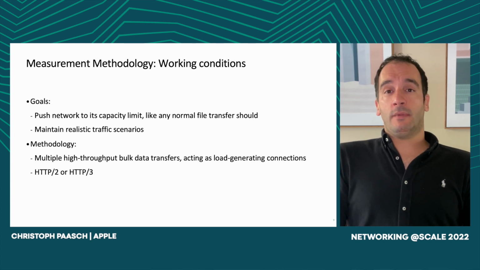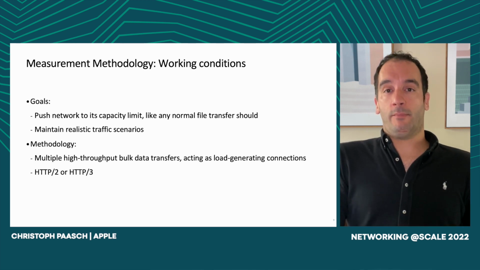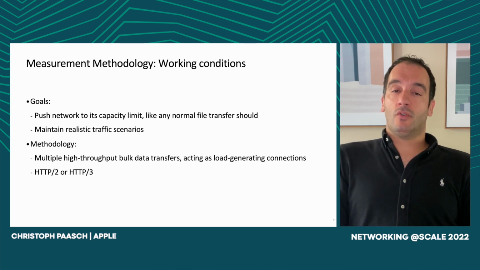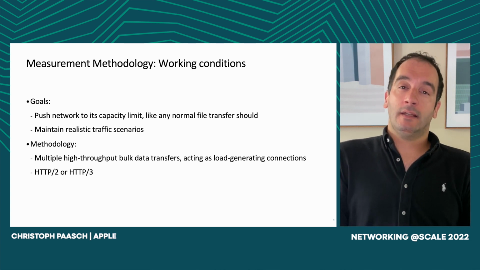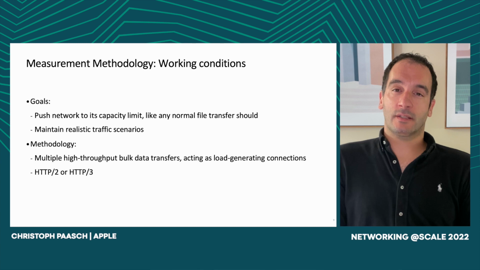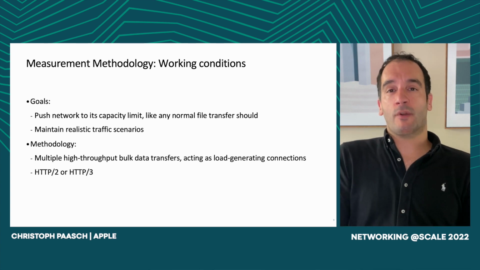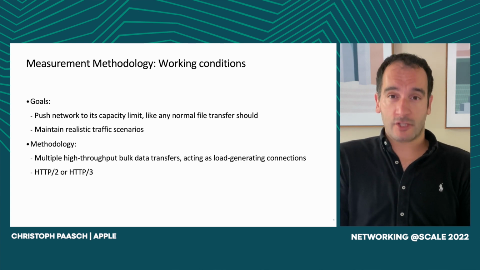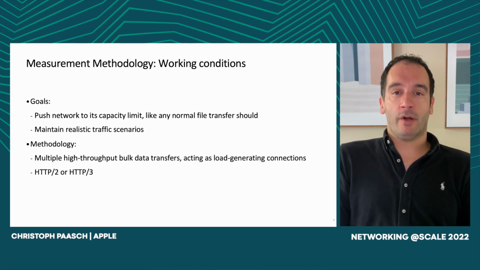We want to represent scenarios like browsing the web, receiving several emails with large attachments. So how do we do this? We create multiple high throughput bulk data transfers that are acting as load generating connections. Those bulk data transfers are using HTTP2 and HTTP3. We believe that this is a user representative scenario that happens when, for example, you receive a set of emails with some large attachments. Those are the working conditions during which we measure responsiveness.